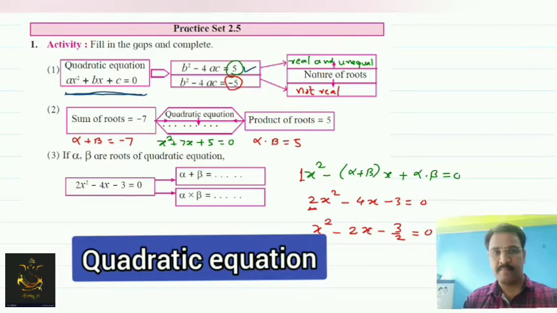Now just compare. What will we get? Alpha plus beta is equal to 2 here, so straight away we'll write 2. Now what about alpha into beta? Here a plus sign is there, so we can write it in that form. That means alpha into beta is minus 3 by 2. Understand, friends? This is the procedure.